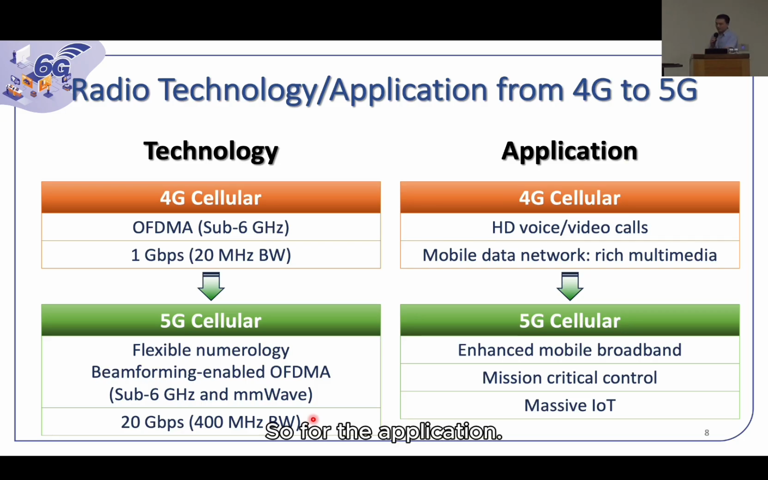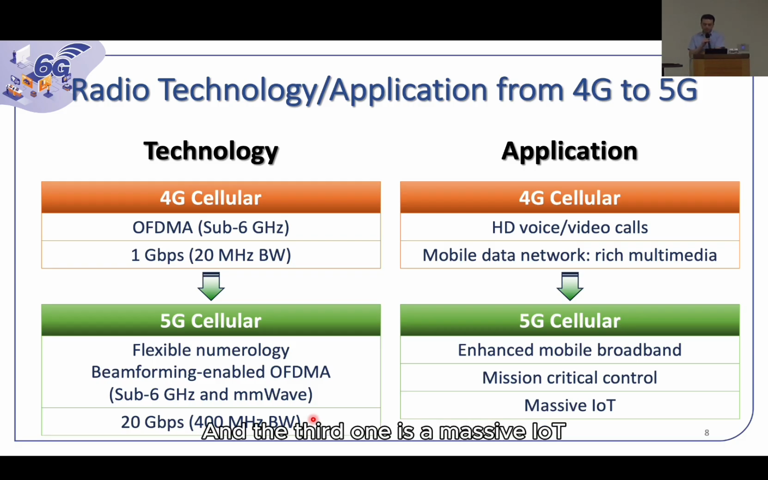Okay, so for the application, before we only allowed the users to access mobile data service with some application on the internet. But in 5G network, we aim to support more performance demanding scenarios, including enhanced mobile broadband. In this area, we want to achieve much higher throughput than 4G network. And the second one is the mission critical control, like V2X.